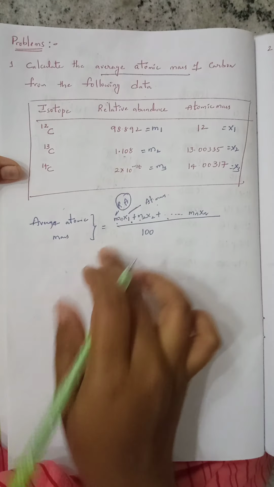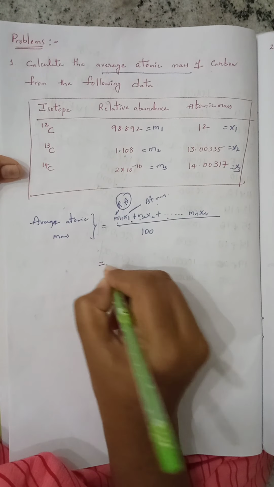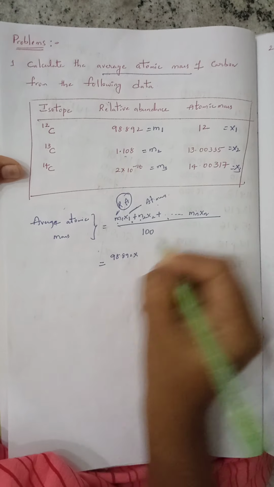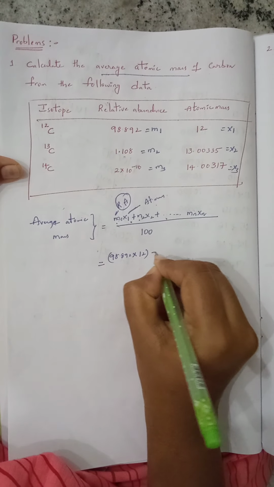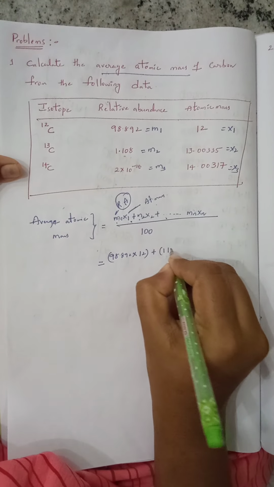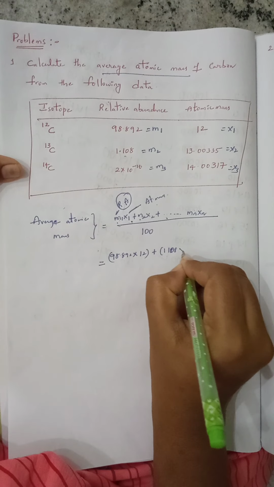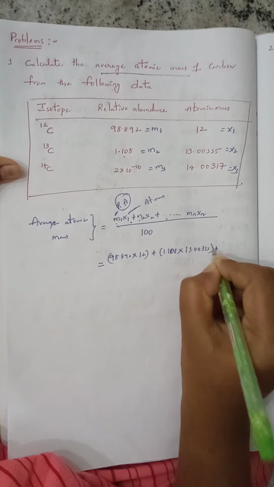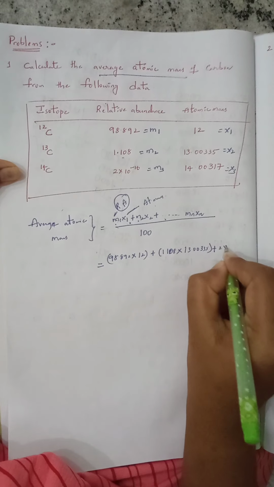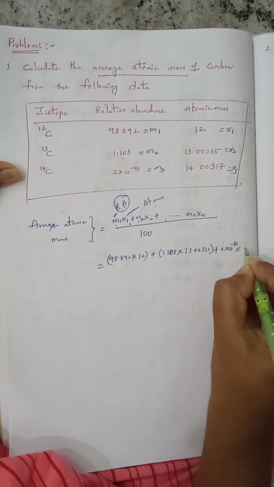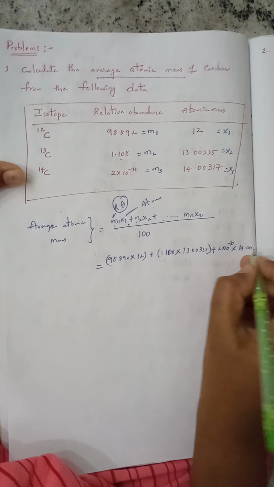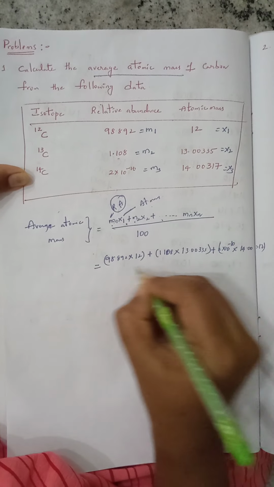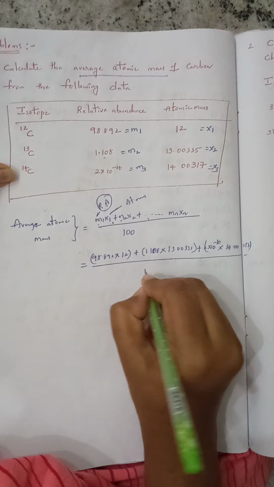Now we'll substitute these values in the given formula. Average atomic mass is now equal to the M1 value. What is M1? 98.892 into X1, 12, plus M2 value, 1.108, into X2 value, 13.00335, plus M3 value, 2 into 10 to the power of minus 10, into 14.0037317. Okay, and completely it is divided by 100.